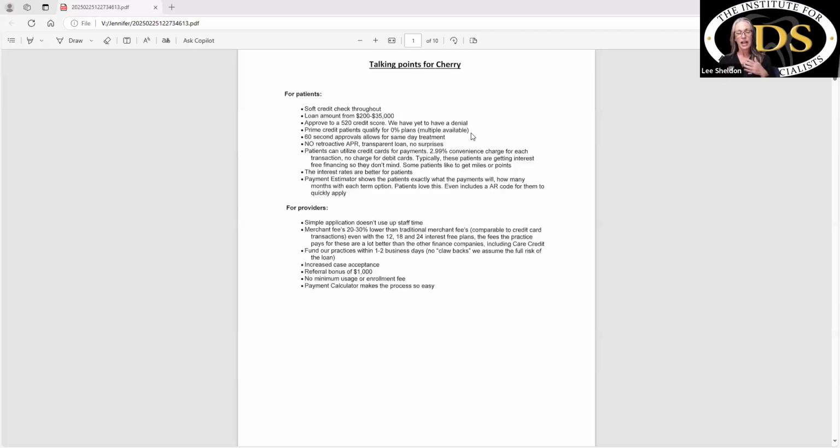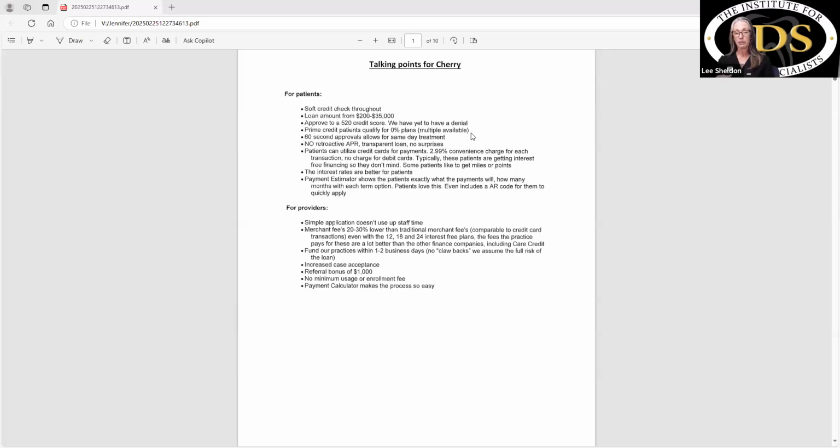So I asked my girls, my treatment coordinators, what do you love about Cherry? And why are we using so much Cherry? And they said, the patients love that it's a soft check throughout, so it is not a hard hit. The loan amounts are anywhere between $200 and $35,000. That's a lot of money. They approve down as low as a 520 credit score, which is good because a lot of people have overextended their credit. They don't have a very big credit score, so 520 is pretty good.